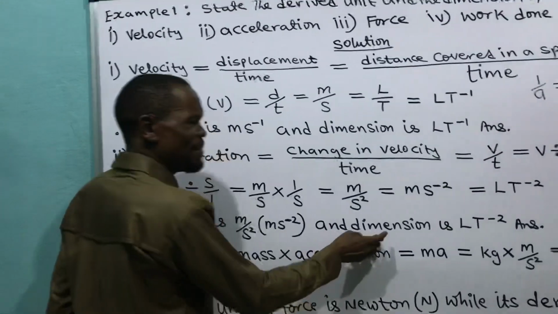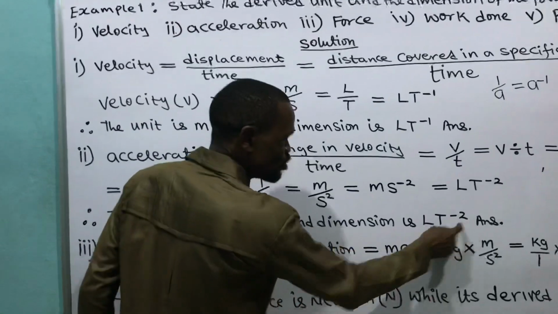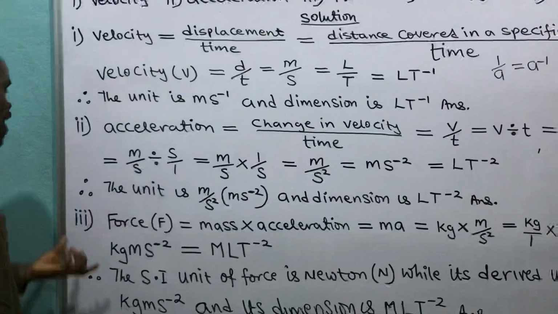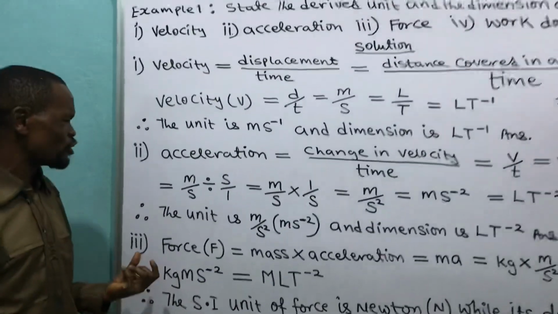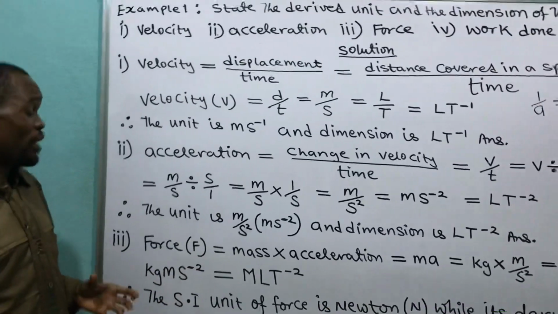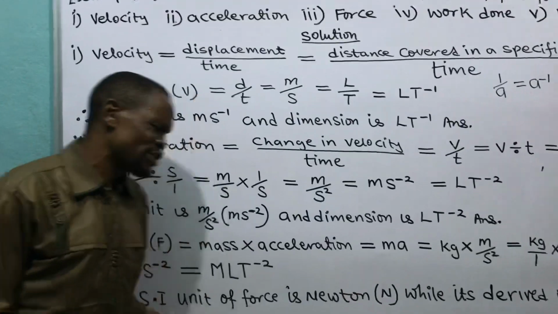And this dimension is capital L T minus 2. That is the dimension of acceleration, which we have done here. We come to force. And we said we define force. Before I can get the unit, I must define the substance. You know what we are doing. Then force. What is the force? Mass times acceleration.